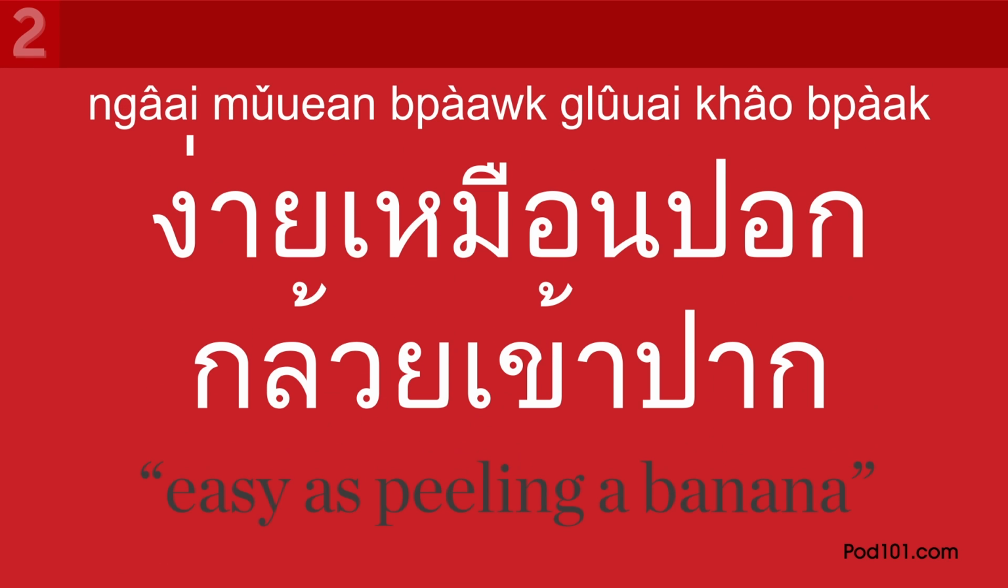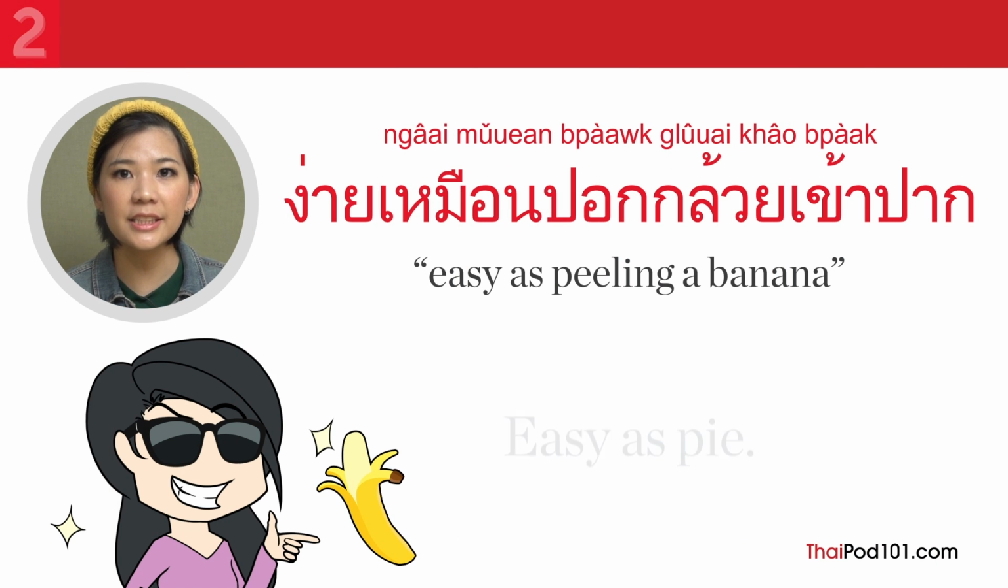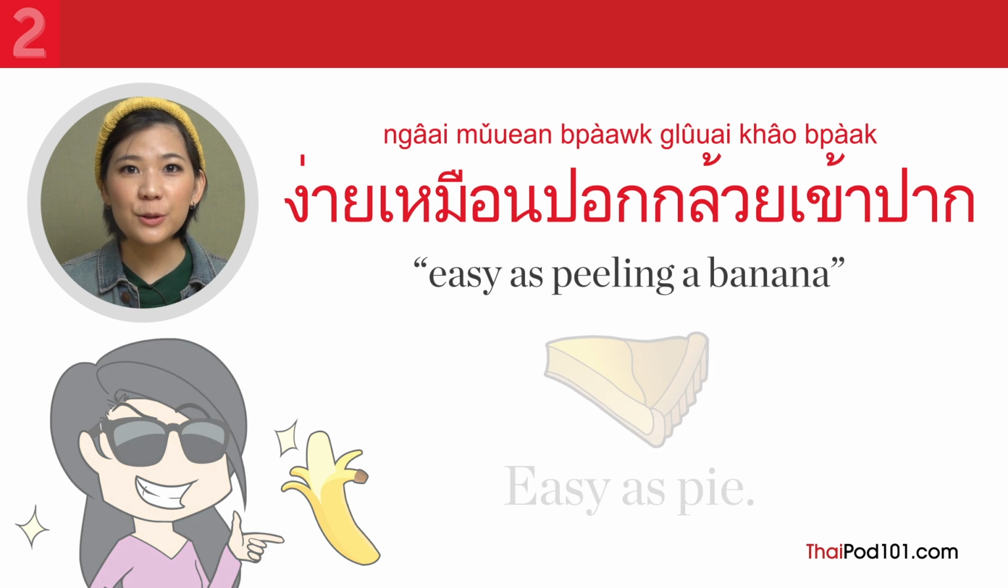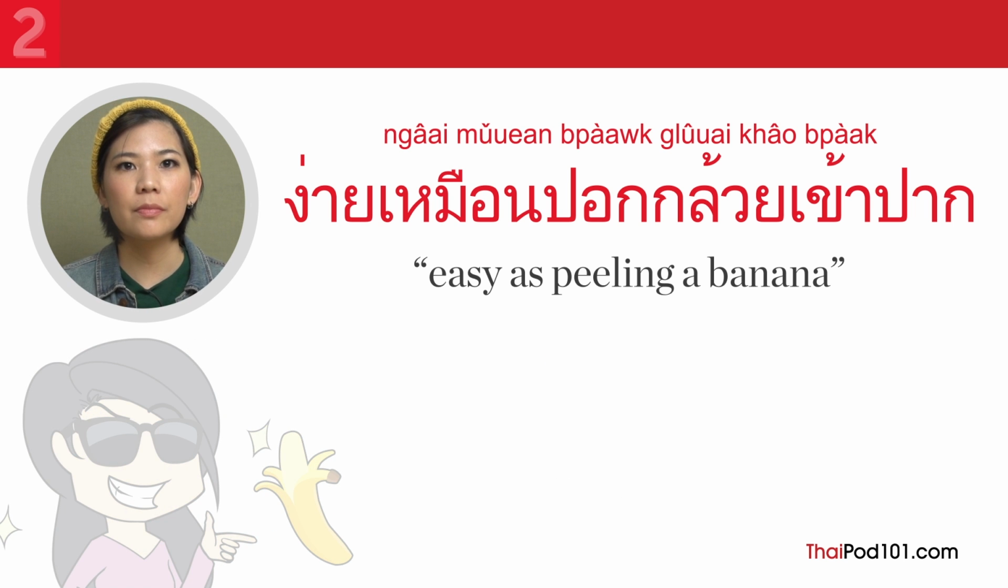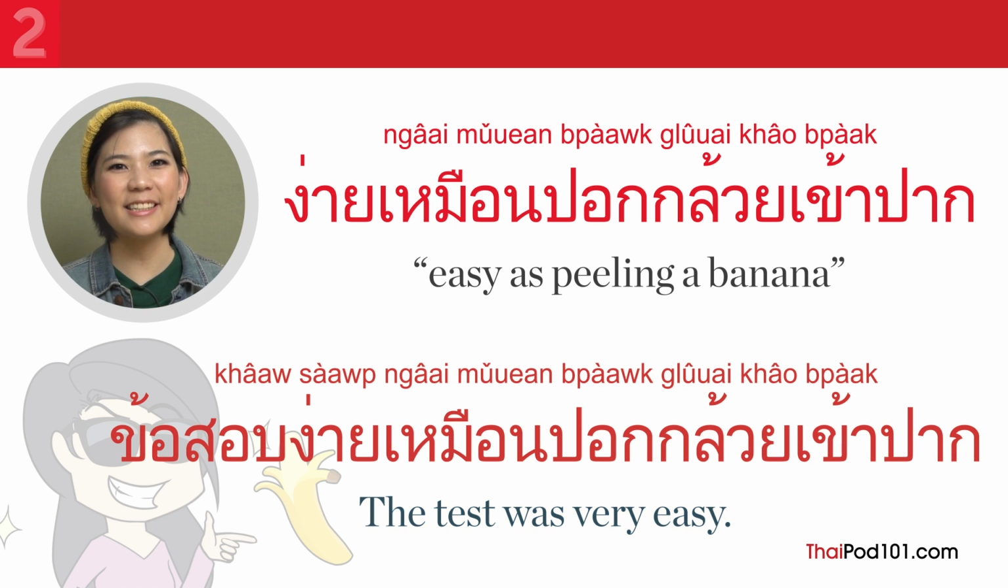The second idiom I'll teach you is ง่ายเหมือนปอกกล้วยเข้าปาก easy as peeling a banana. The closest English idiom in meaning is easy as pie. In Thai, we use peeling a banana instead, as bananas are a local fruit. We can say this, for example, if you took a test and found it easy. You'd say ข้อสอบง่ายเหมือนปอกกล้วยเข้าปาก The test was very easy.